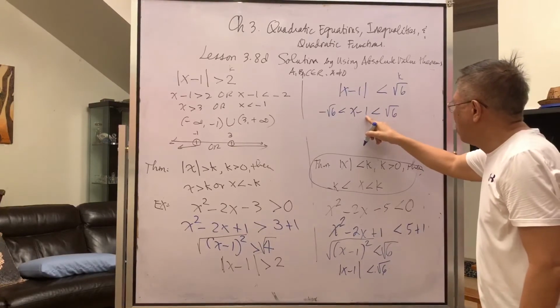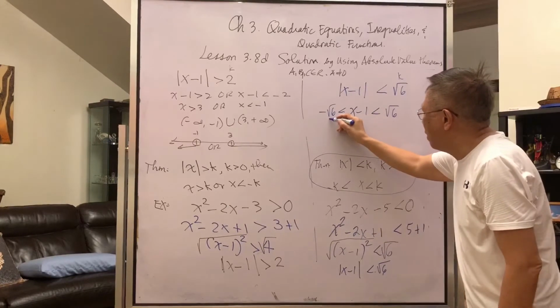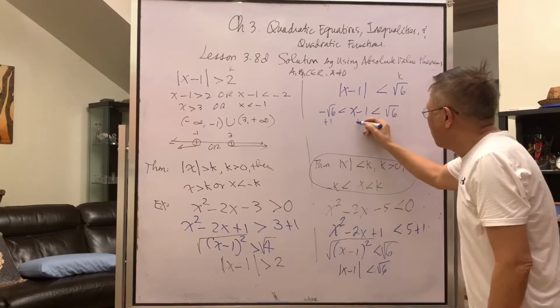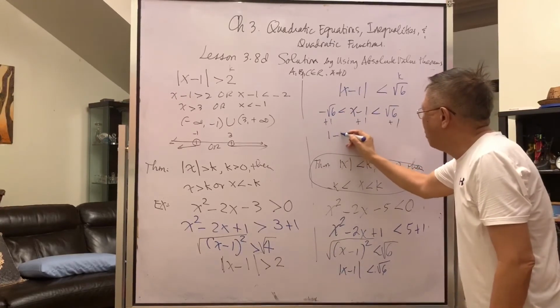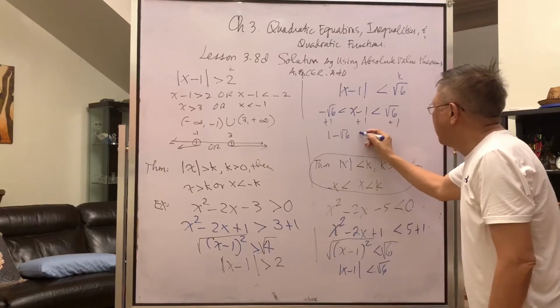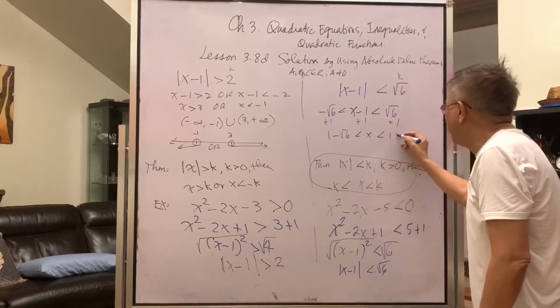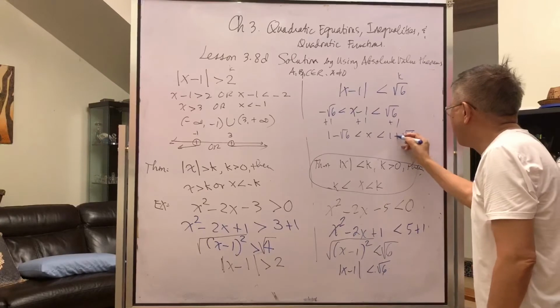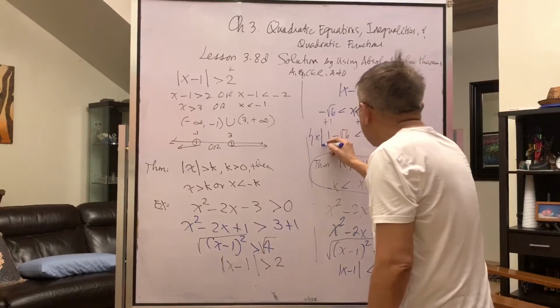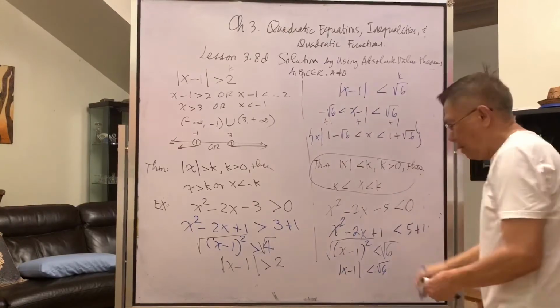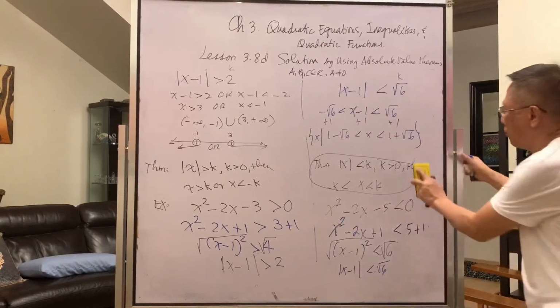I need to remove negative 1 at the middle. So I'll add plus 1 to all sides of this inequality. And I will get here what? 1 minus the square root of 6 less than x less than 1 plus square root of 6. Okay? I can have this as my set form. That's my set form.